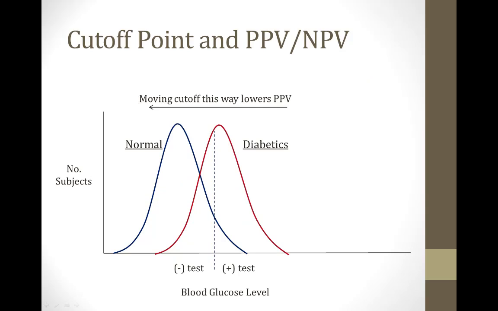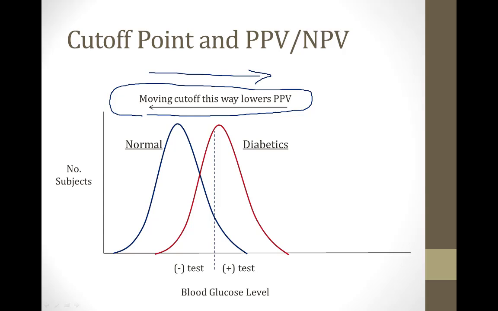Now, to be completely honest with you, all that math is kind of confusing. So if you want to make it simple for yourself, just remember that moving the cutoff this way lowers the positive predictive value. And then you can figure everything out from doing opposites of this. So if moving the cutoff this way lowers the positive predictive value, then moving it that way must raise the positive predictive value. And then negative predictive value is the opposite of positive predictive value. So you can figure everything else out by just thinking it does the opposite of what positive predictive value does.